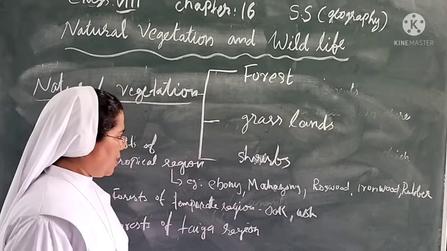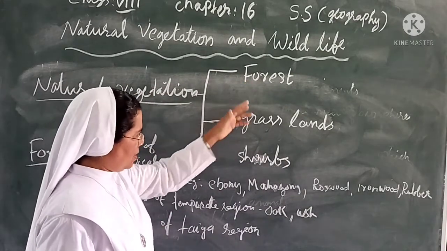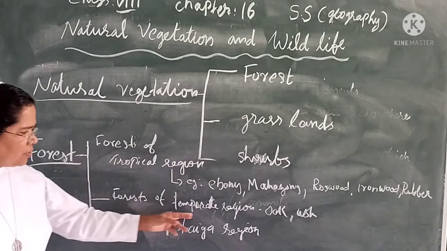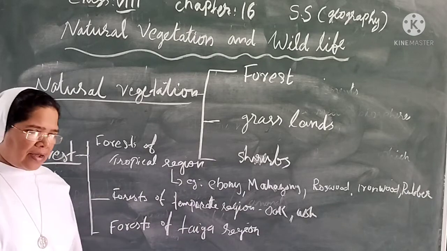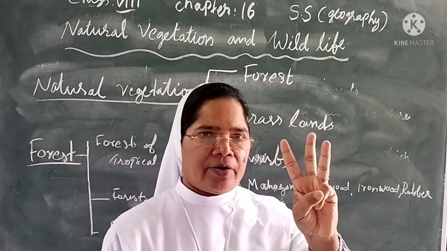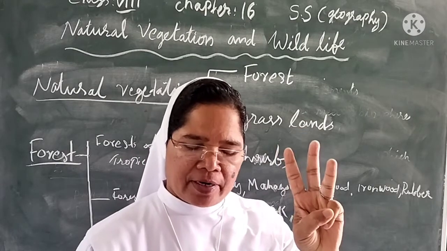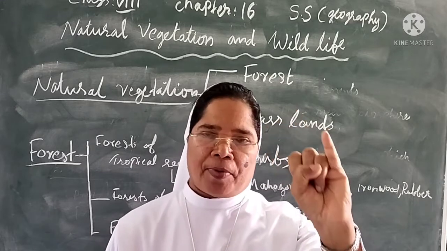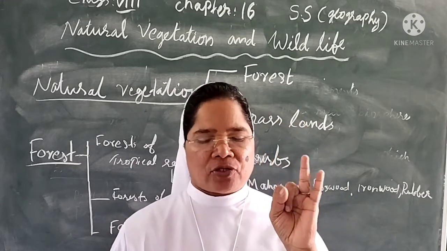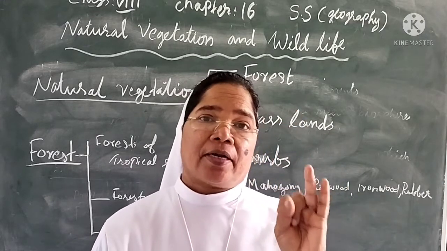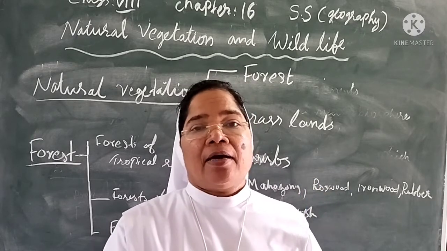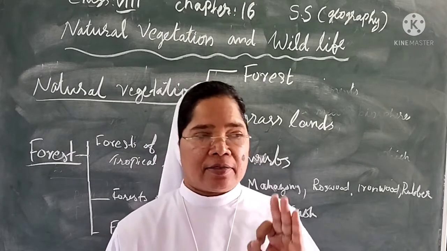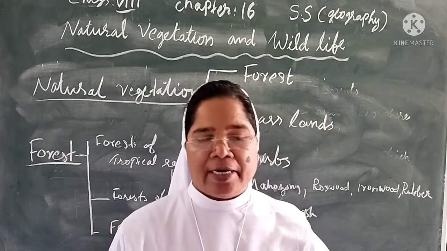Let us go to the grassland. We started with forest, which is divided into three: the forest of the tropical region, the forest of the temperate region, and the forest of the taiga region. There are three forests we studied.